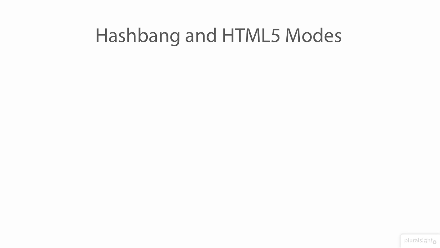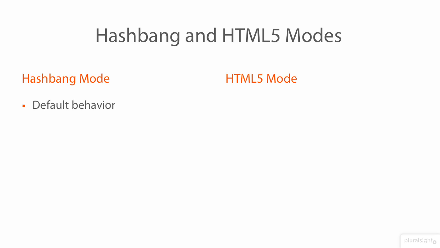There are some differences in the setup and configuration of your app depending on which mode you want to use, so it's important to know what that involves so you can decide which one is right for your app. As I've already mentioned, Hashbang mode is the default mode. There is no special configuration required to run in this mode. Running in HTML5 mode is done using the location provider. We'll see in a demo in just a minute how to do that. It's pretty straightforward and just requires a few lines of code.